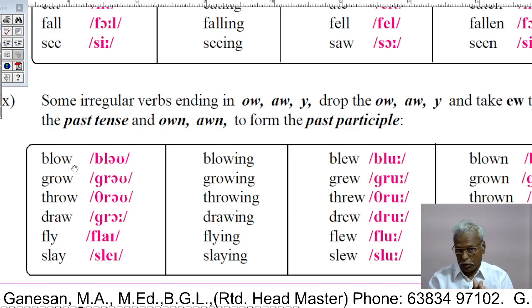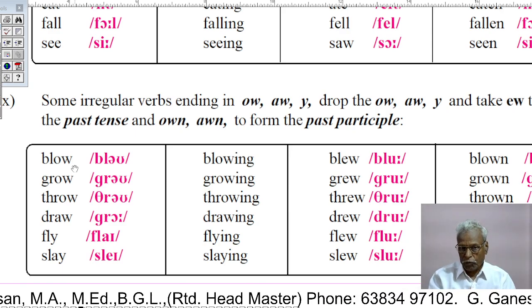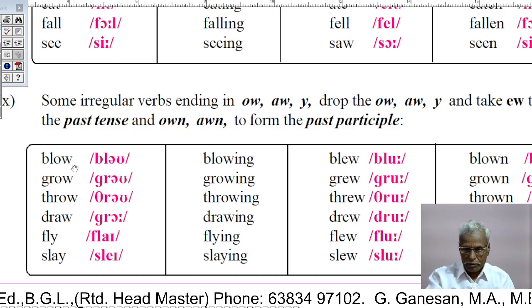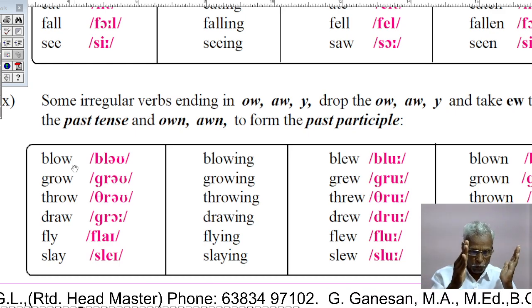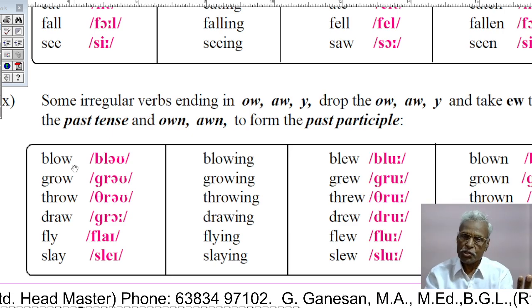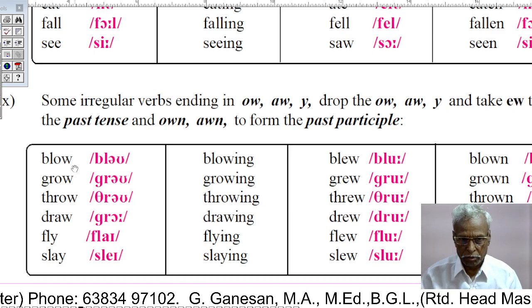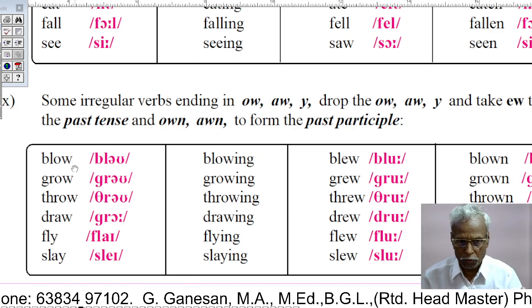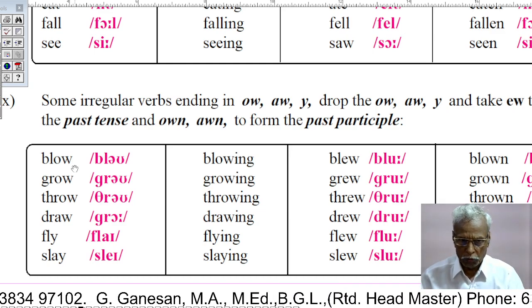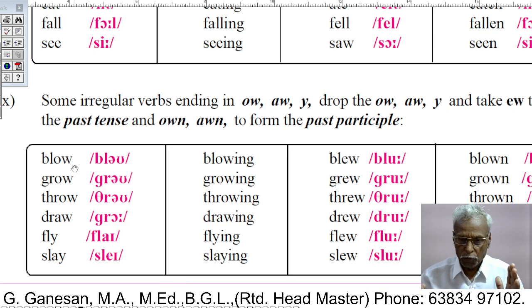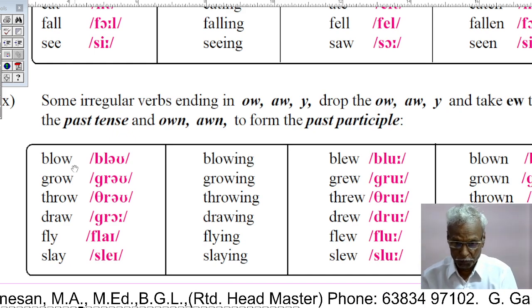They drop OW, take EW. Or drop AW, take EW. Or drop Y, take EW. We can say it either way. Blow, blew, blown. Grow, grew, grown. Throw, threw, thrown. Draw, drew, drawn. Fly, flew, flown.